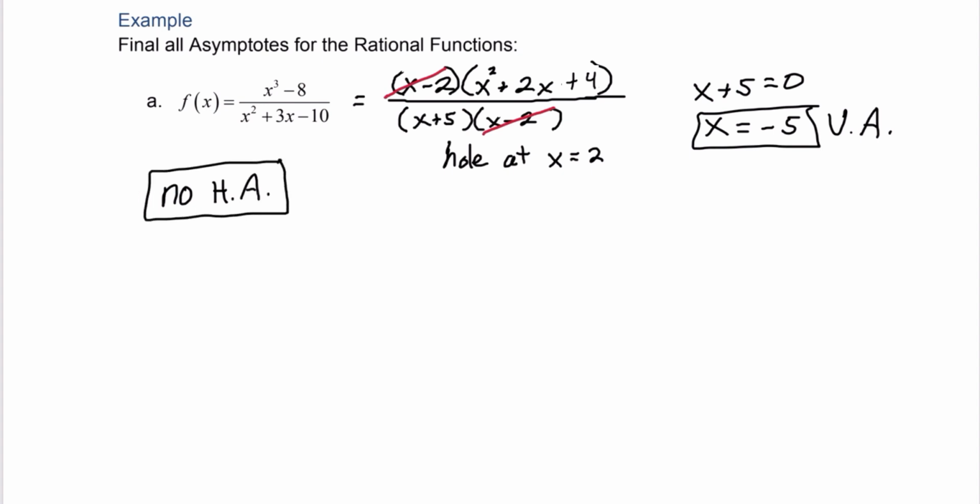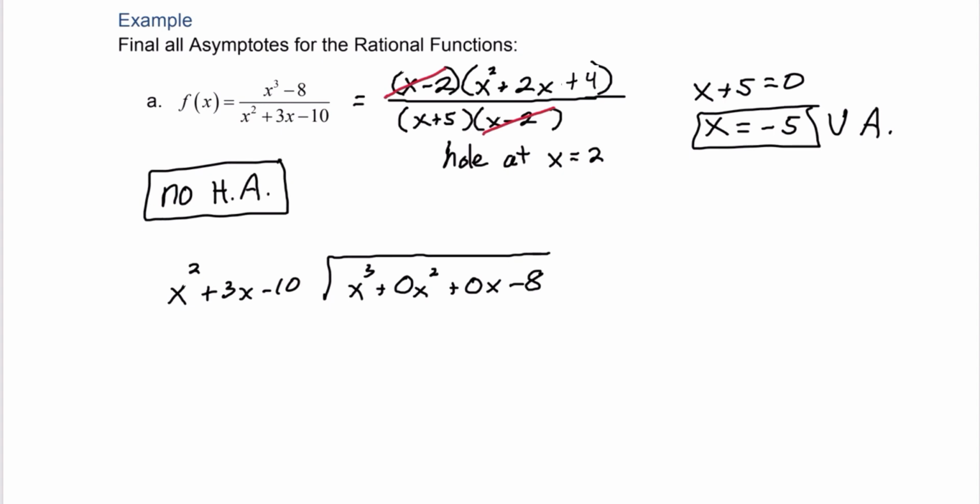Next, recognize that the top is one more degree than the bottom, so we can find the oblique asymptote. We can't use synthetic division here because the denominator is not linear, so we have to use long division. X squared plus 3x minus 10 is the divisor, and inside the house we write the numerator, the dividend. X cubed plus 0x squared plus 0x minus 8.